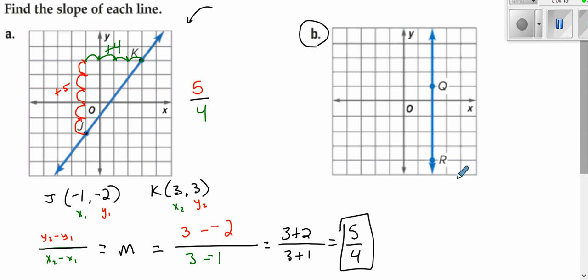Now, if you're thinking rise over run, going from one point to the next, the rise goes 1, 2, 3, 4, 5, up 5. The run doesn't go to the right or left at all, so the run would be 0. So if you did rise over run, you're going to get 5 over 0. You can't divide by 0, so this is what is known as undefined slope.